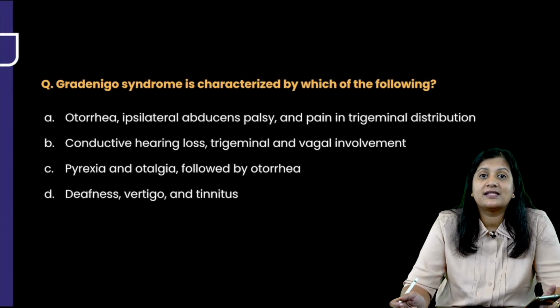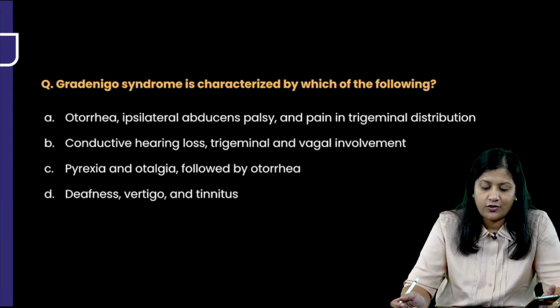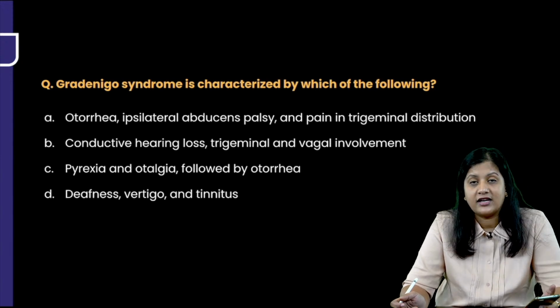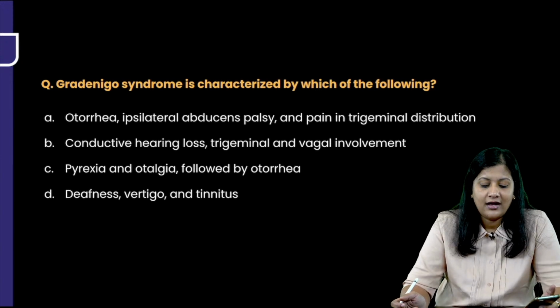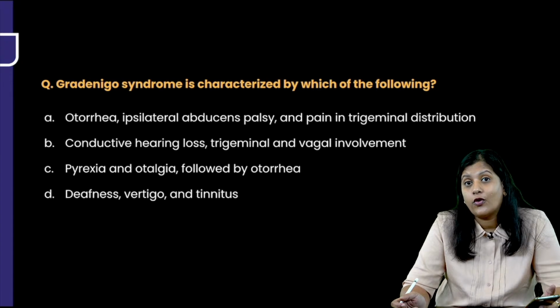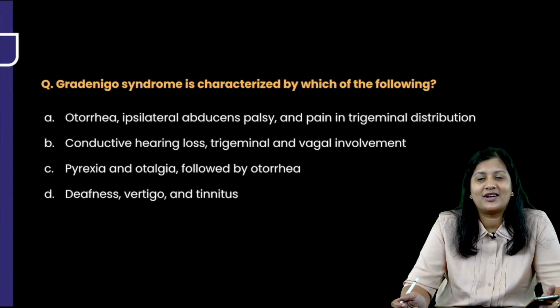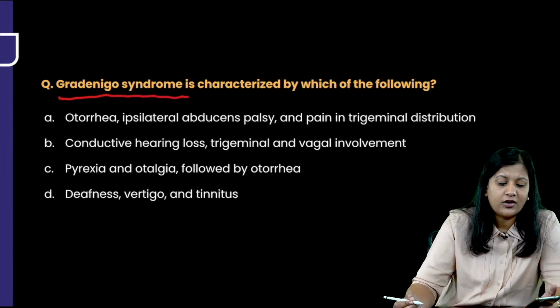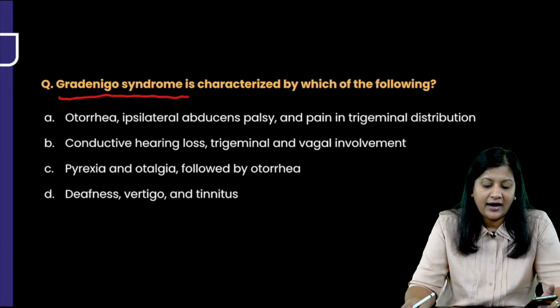Gradenigo syndrome is characterized by which of the following? Otorrhea, ipsilateral abducent palsy, and pain in the trigeminal distribution; conductive hearing loss, trigeminal and vagal involvement; pyrexia, otalgia followed by otorrhea; deafness, vertigo and tinnitus. Now this is something that is to be known by everyone. What is Gradenigo syndrome? A common repeat that we see, and I'm seeing most of you are answering it absolutely right.